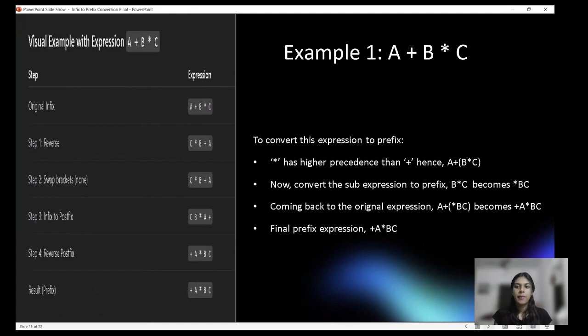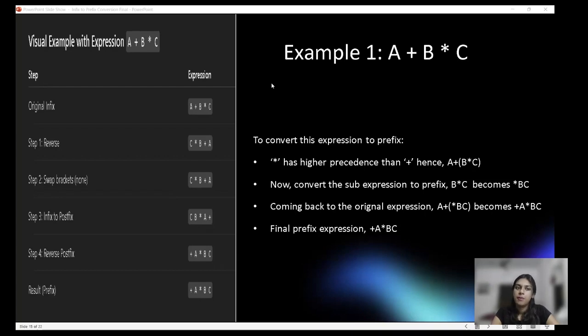So first we take the sub-expression of the infix B into C and convert it according to our precedence level. Now it becomes multiplication BC. Now we come back to the original expression with our prefix notation to it. So now it's A plus, in bracket, into BC, and now this whole expression we convert into our prefix notation, which is plus A into BC.